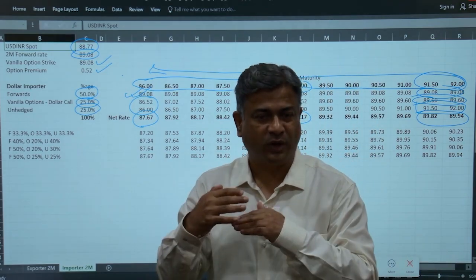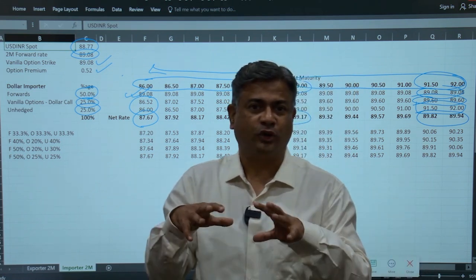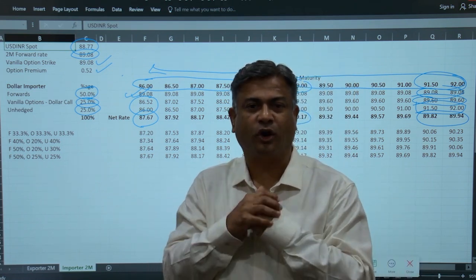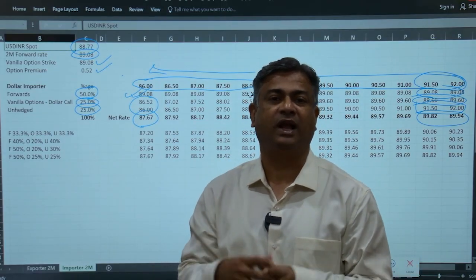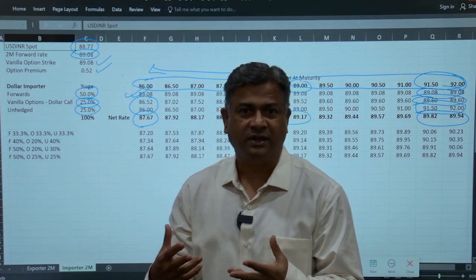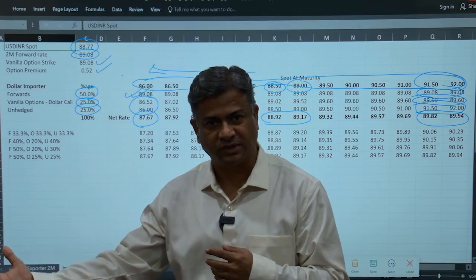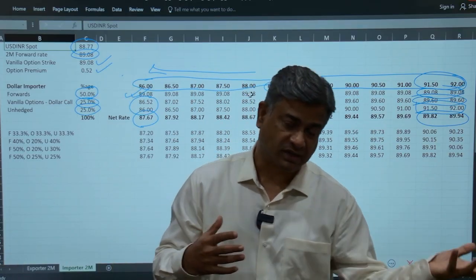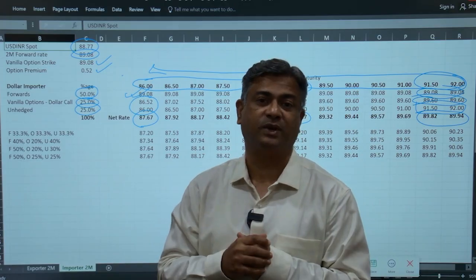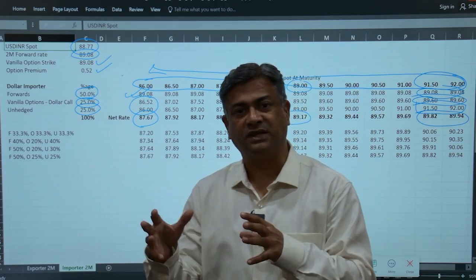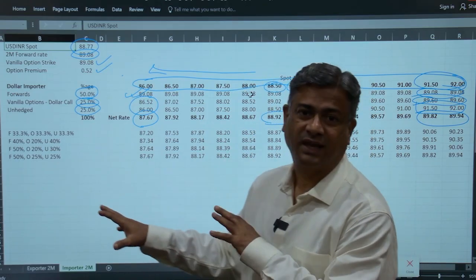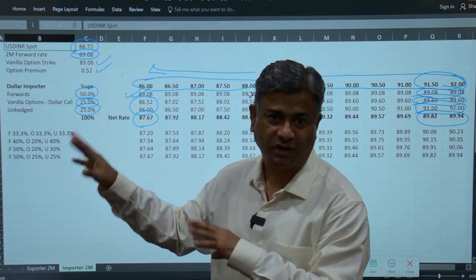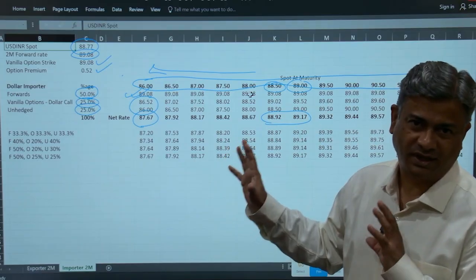Forward will help you to fix the price, and vanilla options and open positions will help you in capturing the market movements if the market goes in your favor. But if the market goes against you, then unhedged positions will be painful, but forwards and options will help in that case. So, this is the case of a typical dollar importer. Do have a look at this table in detail.